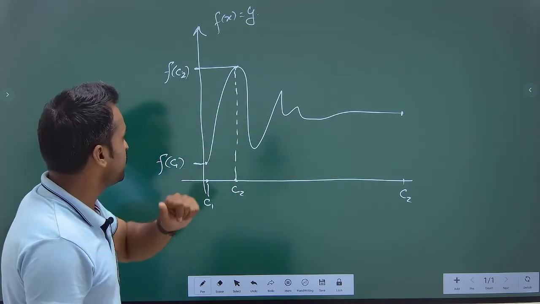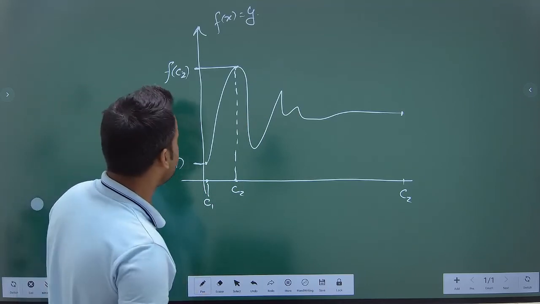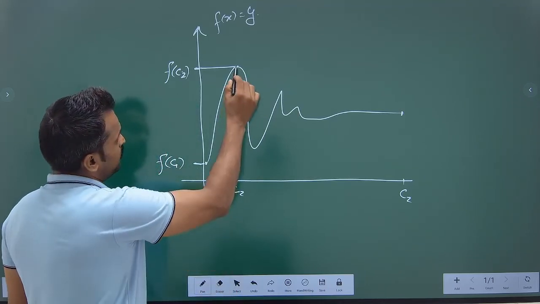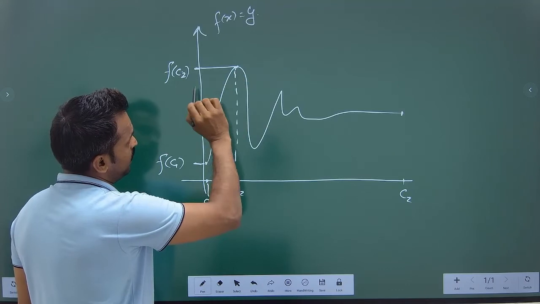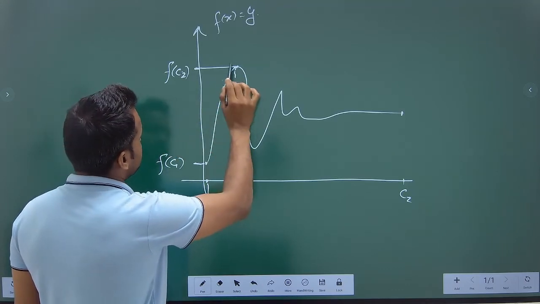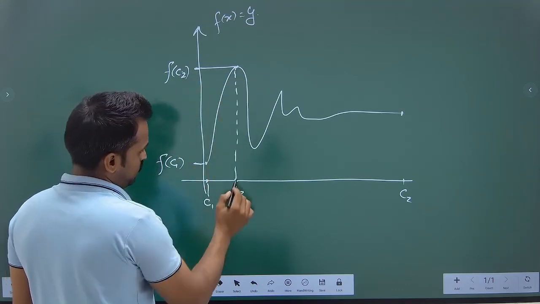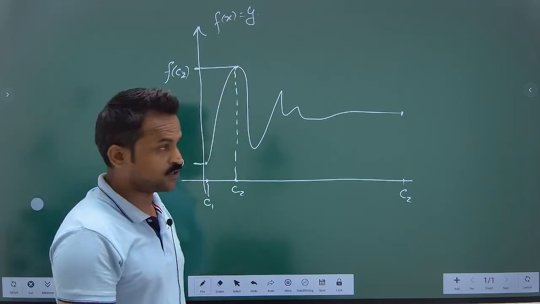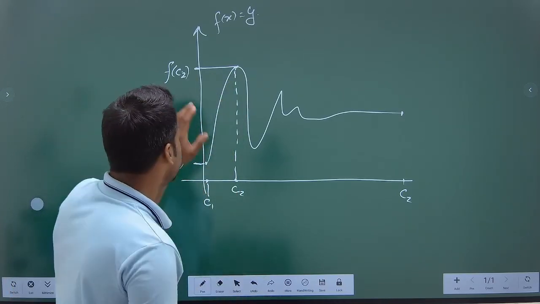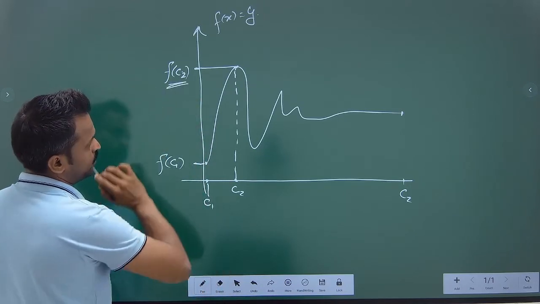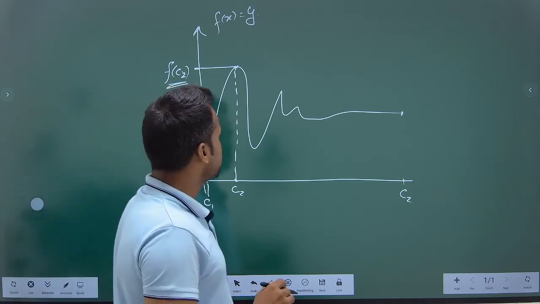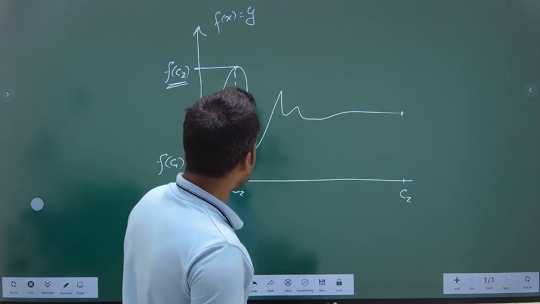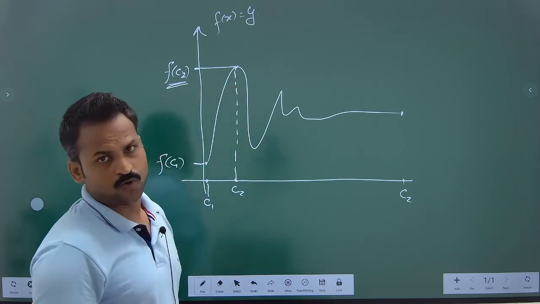Now the second thing, which is really very important, is that the maximum point which we are going to attain for this graph is C2, and the value of the function which is maximum at this point is denoted by f(C2). Now let us discuss local maxima and local minima.